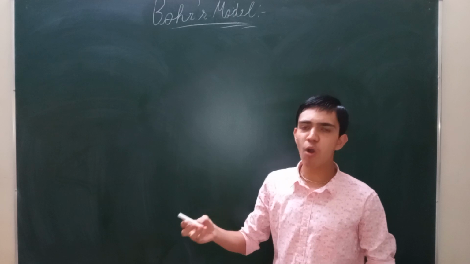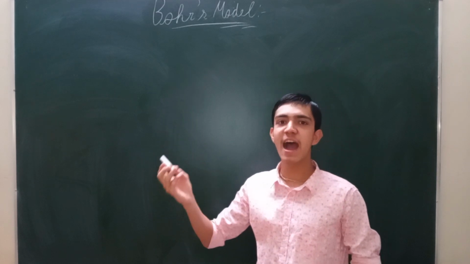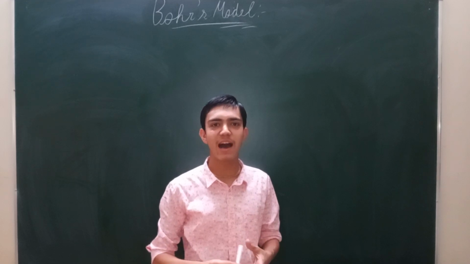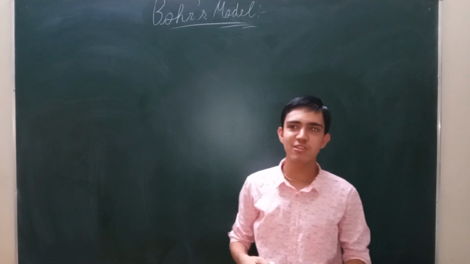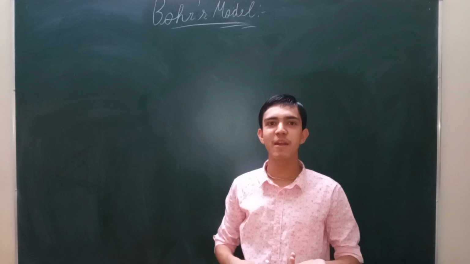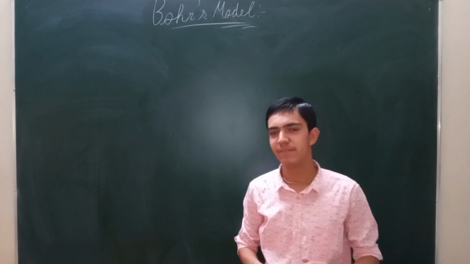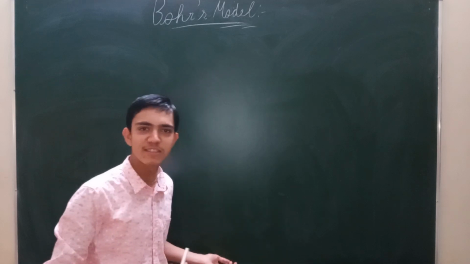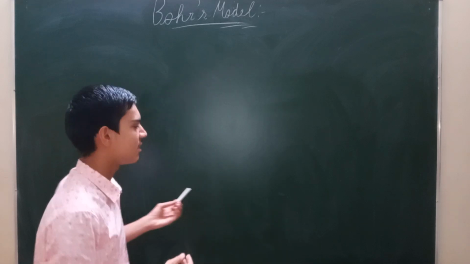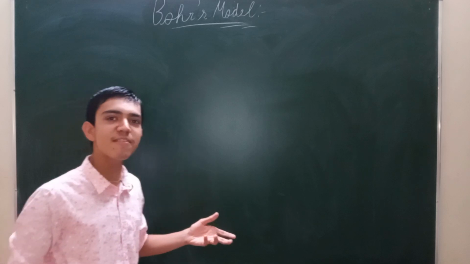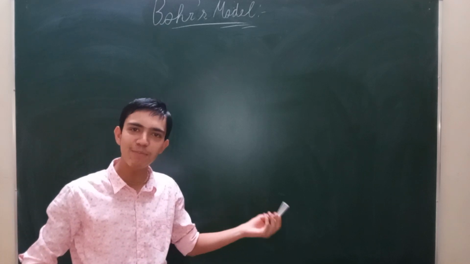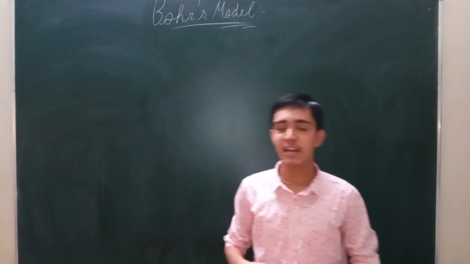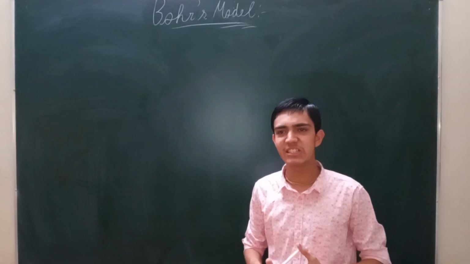Our topic today is Bohr's model of the hydrogen atom. This is one of the very important chapters in class 12 physics, especially for students preparing for IIT JEE and NEET. This chapter is one of my favorite chapters because the theory was given by one of the greatest quantum physicists of all time, Niels Bohr. He was a great scientist of the 20th century.